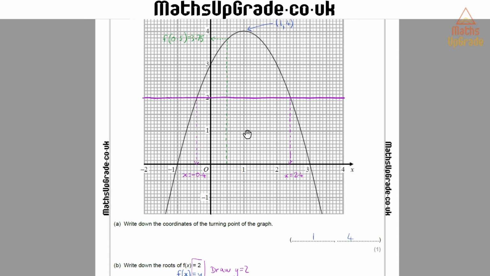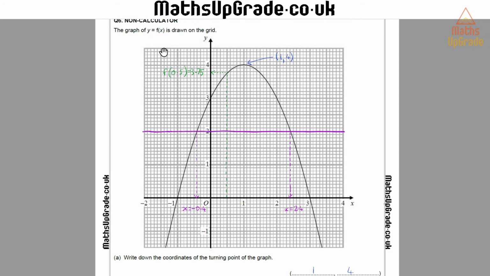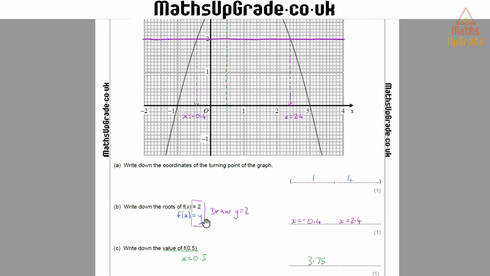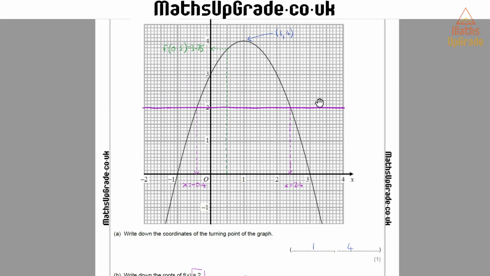Part B, we need to write down the roots of f of x equals 2. So if you write the equation y equals f of x underneath that, and you compare, you can see y equals 2 is where the roots are going to be. So here's a line y equals 2 that I've drawn here. Let's just see where the curve crosses y equals 2. And it crosses at x equals negative 0.4 and x equals 2.4.